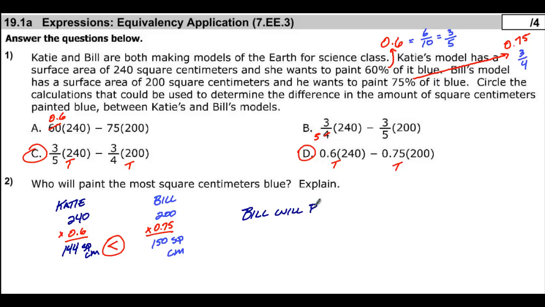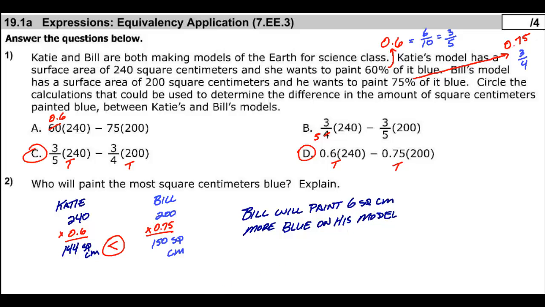Bill will paint 6 square centimeters more blue on his model.